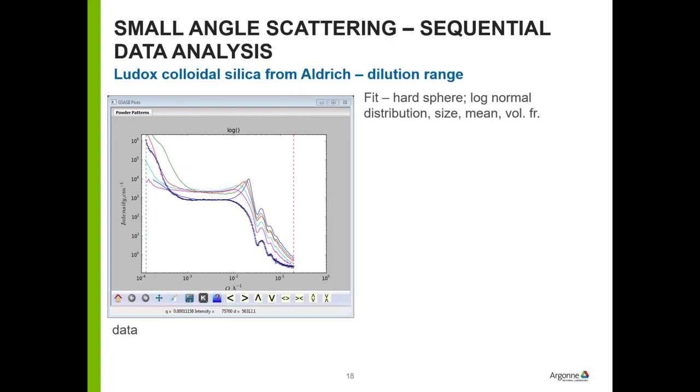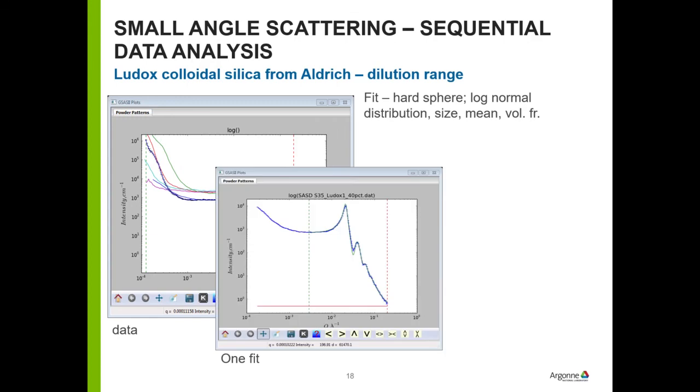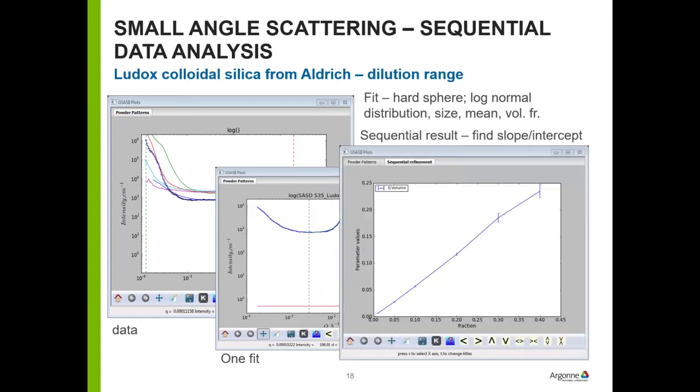So this is colloidal silica, which has been diluted. So there should be a shift in some of the parameters according to the dilution. There certainly is a change in the small angle scattering as you go from one to the next. And if you do a fit to the first one, you get that. And if you fit all the rest of them and then plot one of the parameters, you can see this nice straight line relationship between what was prepared and what was obtained.